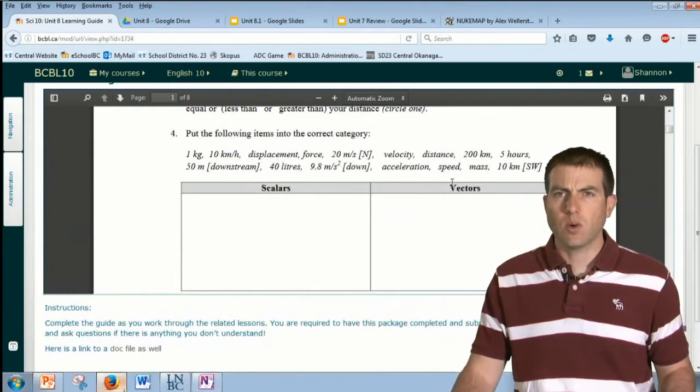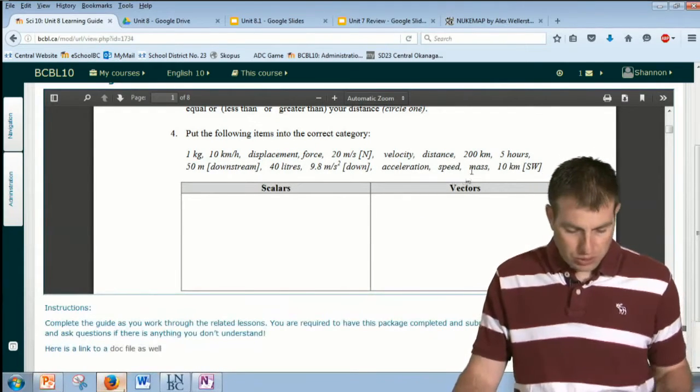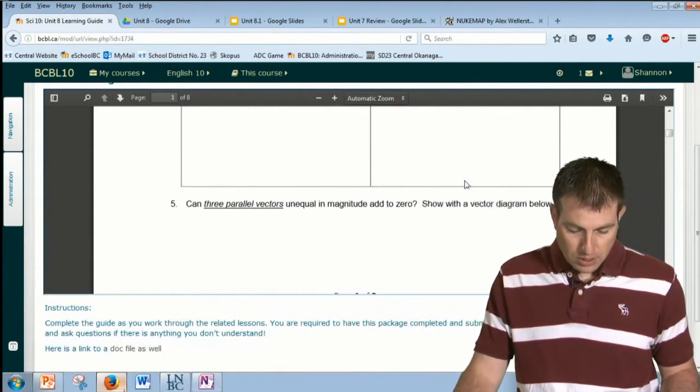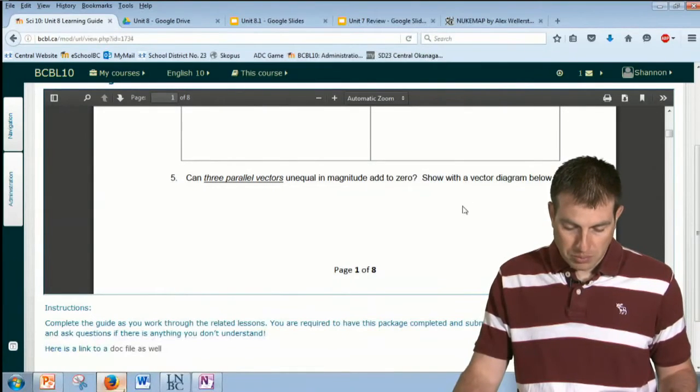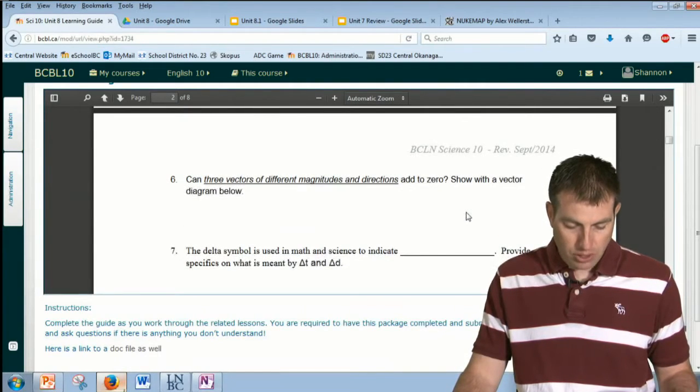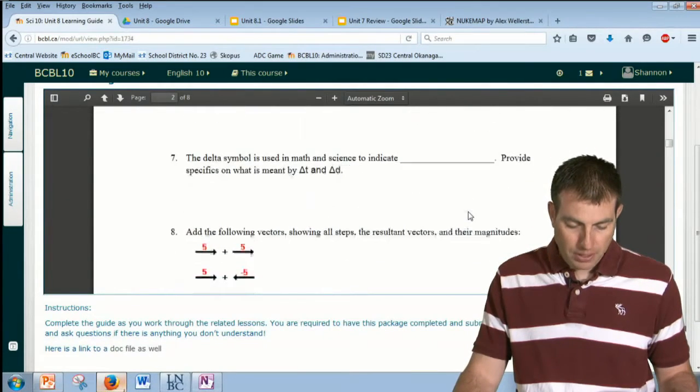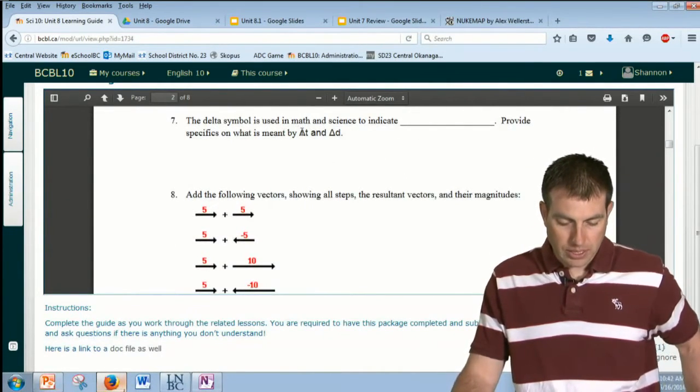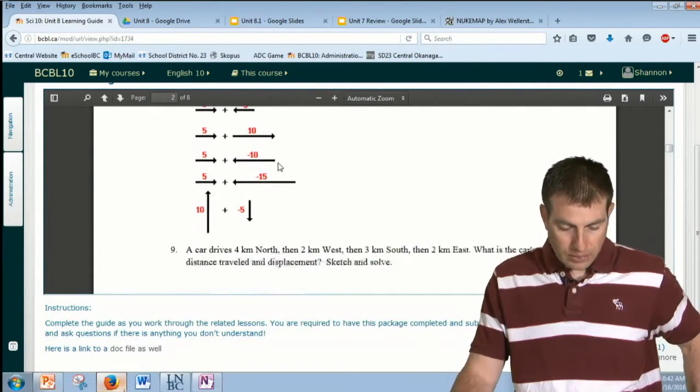Taylor, you asked a question, number 10 on page 2. Let's have a look at that. Can 3 parallel vectors of unequal magnitude add to 0? It's a good question. Draw a picture for that for sure. Can vectors of different magnitudes and directions add to 0? Show with a vector diagram. Delta symbol we didn't really get to yet. We did these in class.